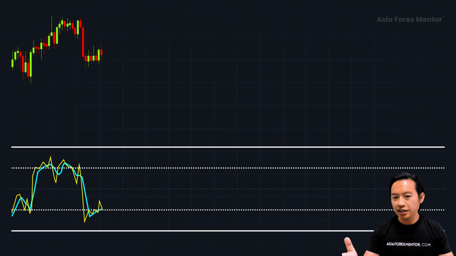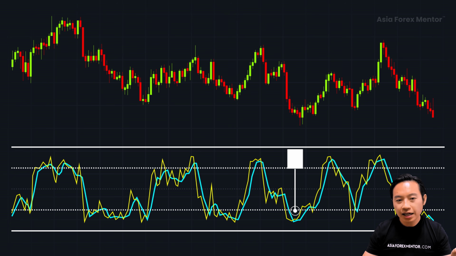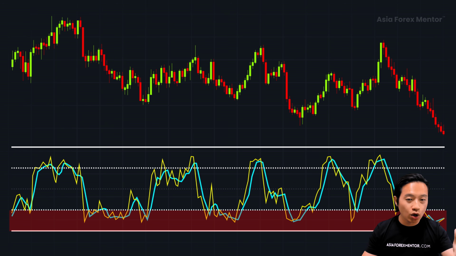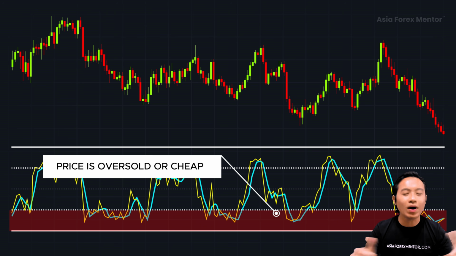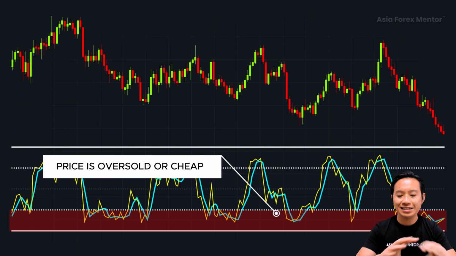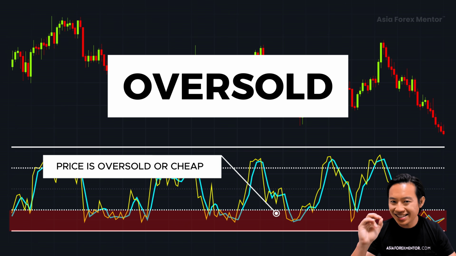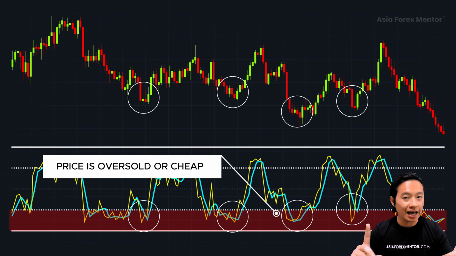Okay, so for example, take a look at this. In the stochastic indicator, there are two main lines, the 20 and the 80. When price is below the 20 line, this means that the price of whatever asset you're trading could be generally cheap, and the market is in oversold territory. So this signals potential buying opportunities in that area.